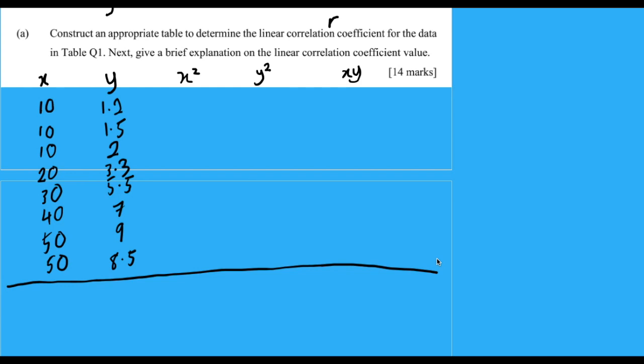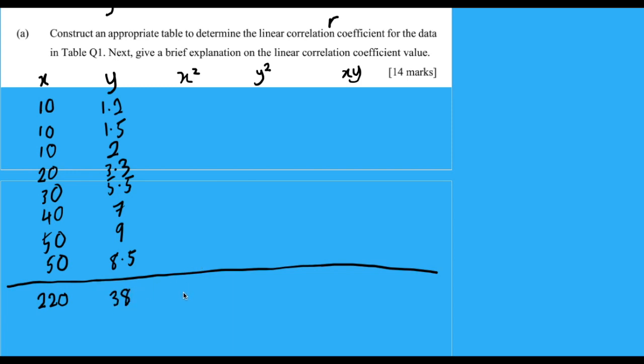Okay, once you are done, go to shift 1 and you could choose the value 2 to get the summation of x. So the summation of x is 220. To get the summation of y, go to shift 1 again and then go towards your right some more and then press 2 for summation of y. So summation of y is 38.